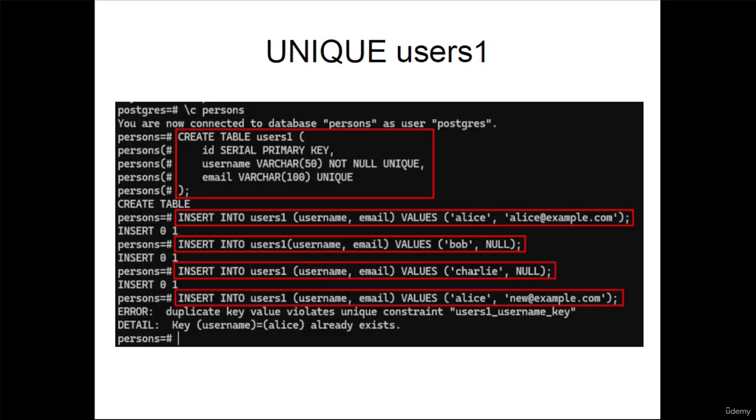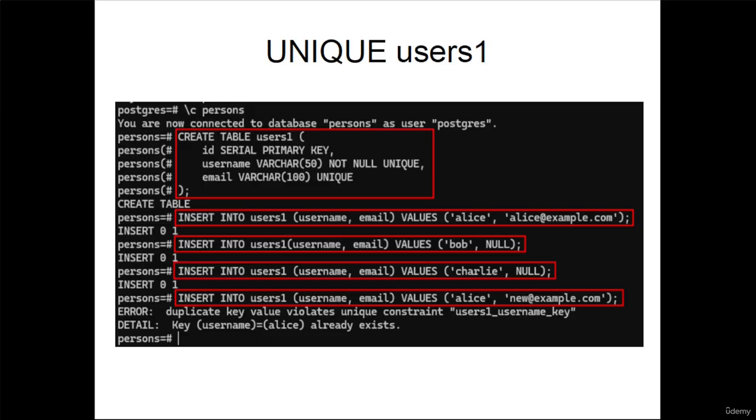INSERT INTO users1 (username, email) VALUES ('Bob', NULL). Result: succeeds. Why? The username Bob is unique and non-null, satisfying the NOT NULL and UNIQUE constraints. The email column allows NULL, and since no rows exist with email equals NULL, there is no conflict.